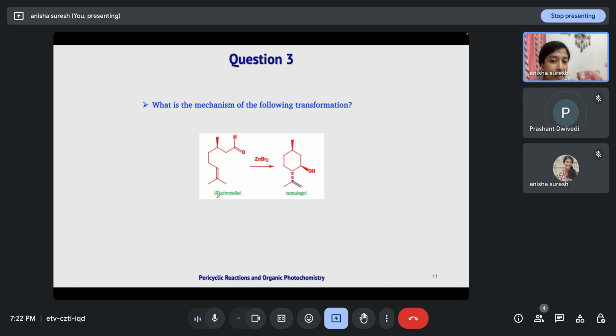Actually, this is also an example of an ene reaction, like when we say Prins reaction, where the carbonyl enophile is reacting with the ene component. Particularly the Prins reaction is taking place here. So the zinc bromide will be acting as a Lewis acid. It will coordinate with the aldehyde, and this is the ene component. So the hydrogen will be transferring here.